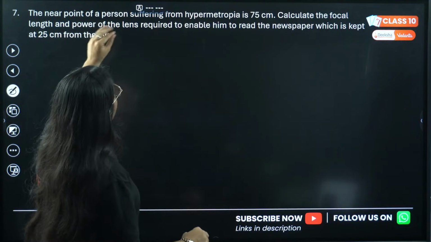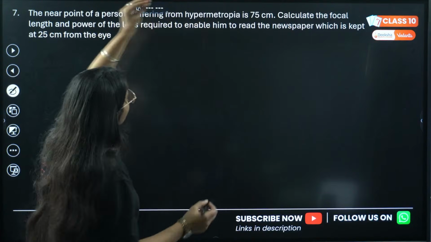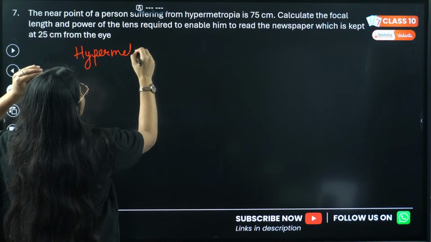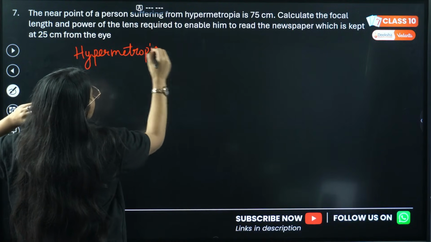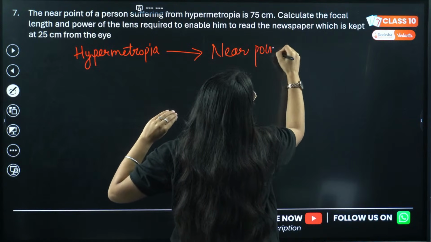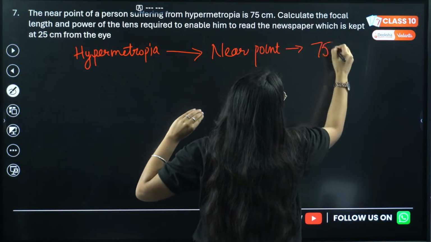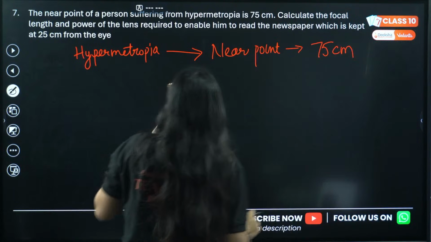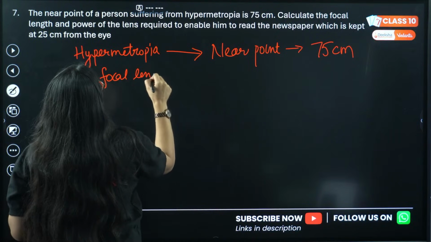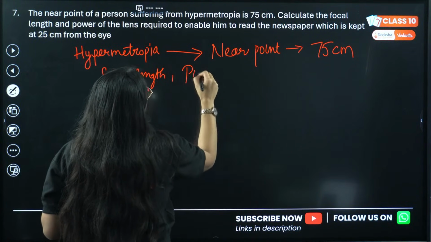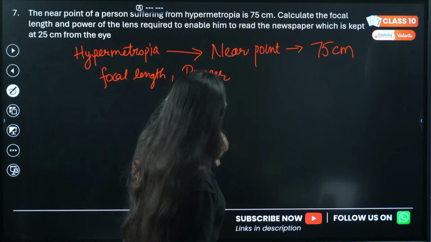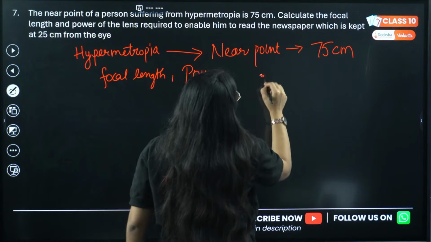The near point of a person suffering from hypermetropia. What is he suffering from? Hypermetropia. So the near point is what? 75 centimeter. Calculate the focal length and power of the lens required to enable him to read the newspaper, which is kept at 25 centimeter.